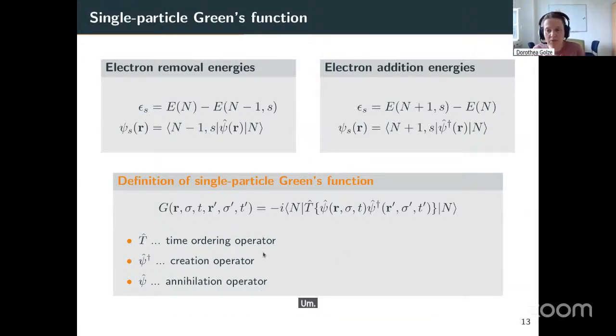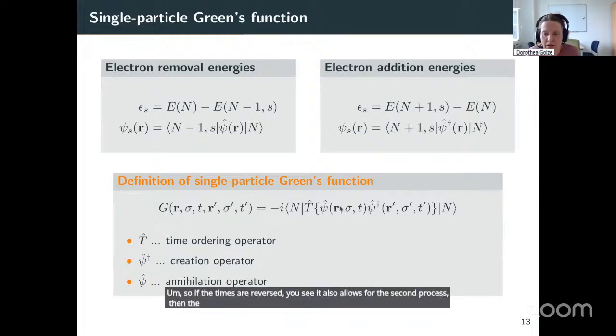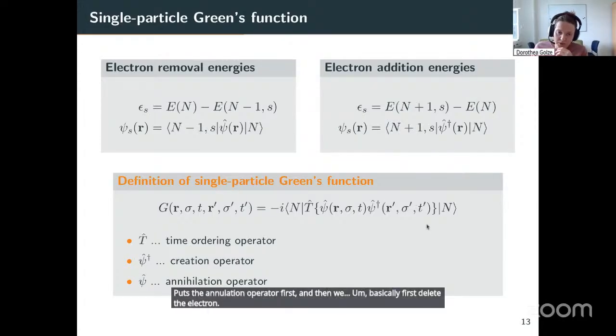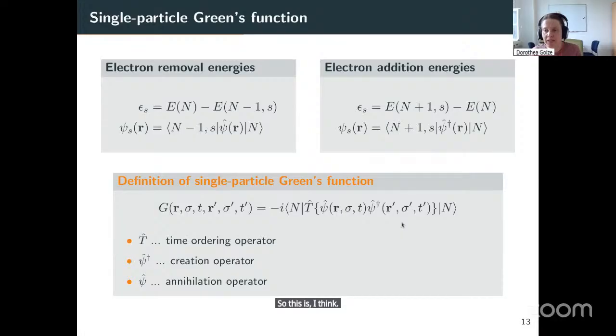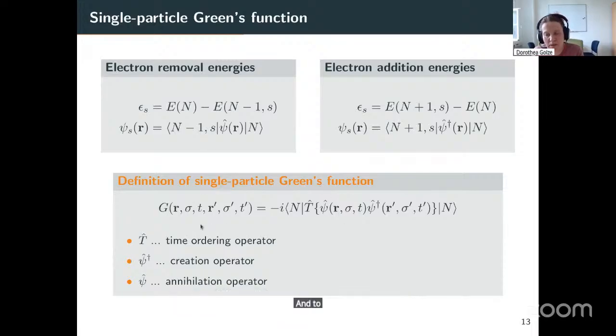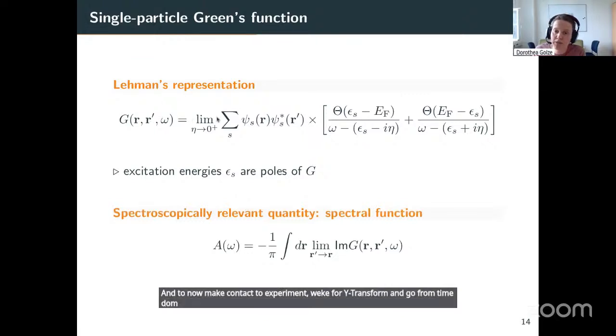So if the times are reversed, you see it also allows for the second process. Then the time ordering operator puts the annihilation operator first, and then we basically first delete the electron. So this shows very clearly that we define this process directly by defining the single particle Green's function like this. And to now make contact to experiment, we make a Fourier transform and go from the time domain to the frequency domain. Let's have a closer look here.